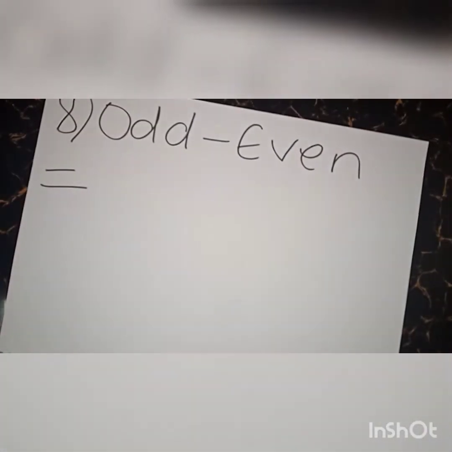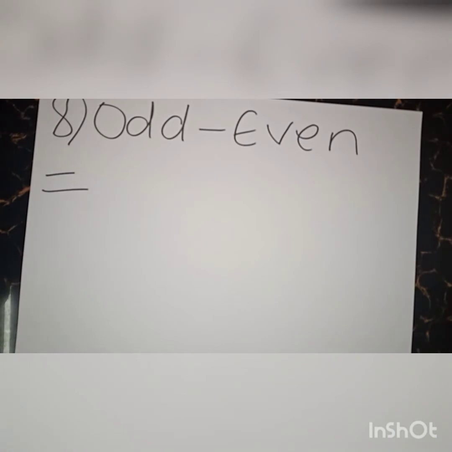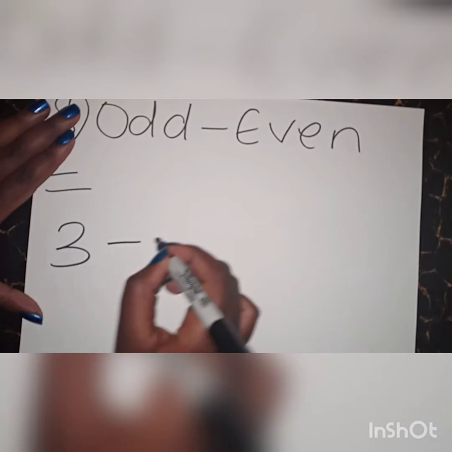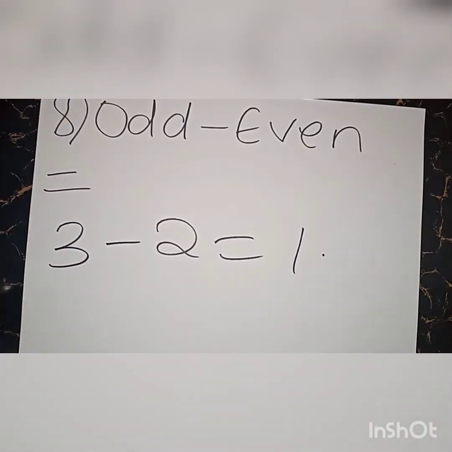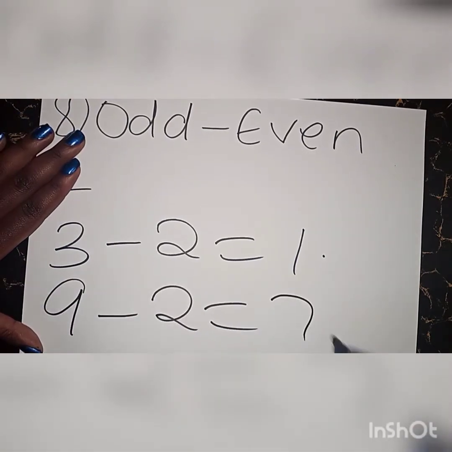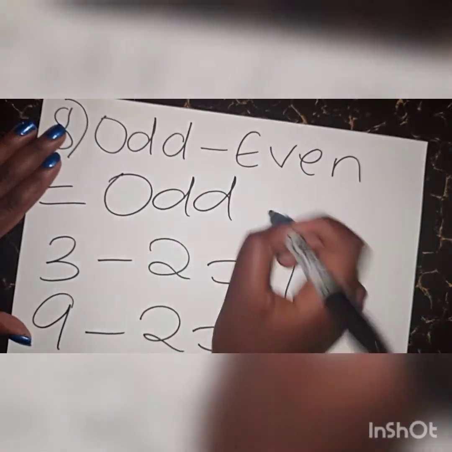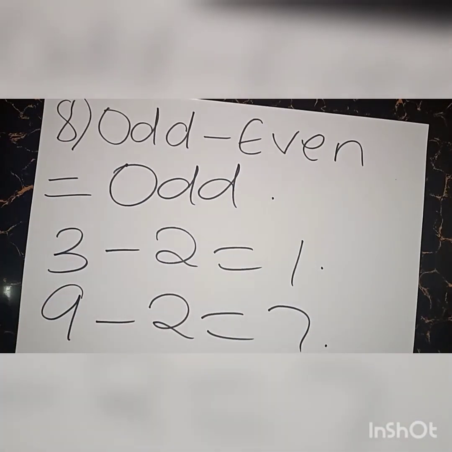Okay, so what happens when we subtract an even number from an odd number? What do you get? If you take 3 minus 2, for example, what do you get? 1, which is an odd number, okay? And 9 minus 2 is also an odd number. So we can say odd minus even is odd. Are we together? And have we realized something?